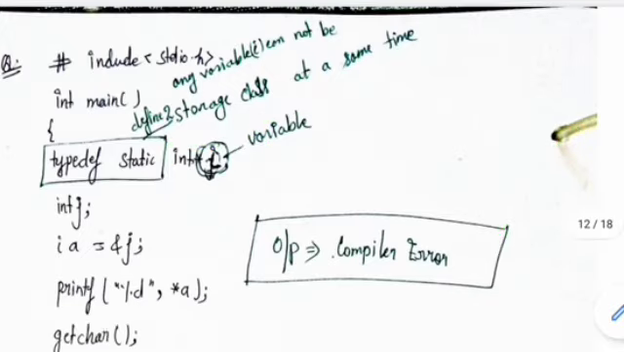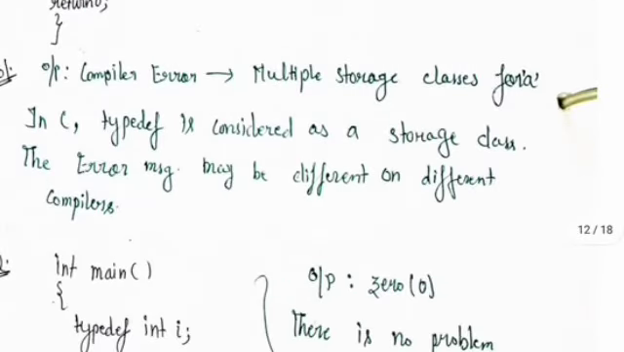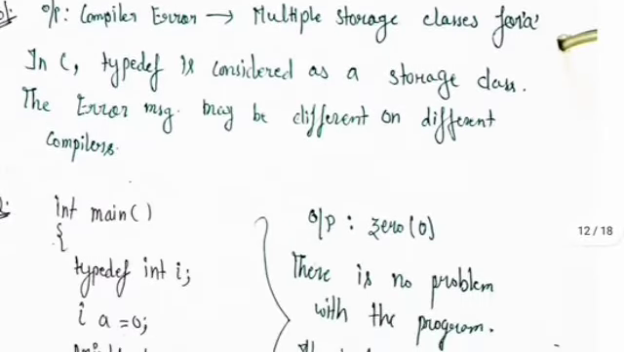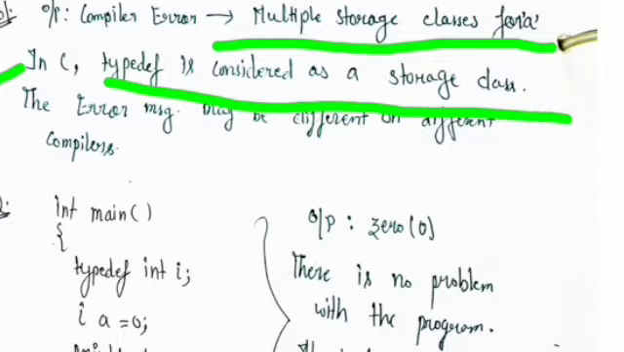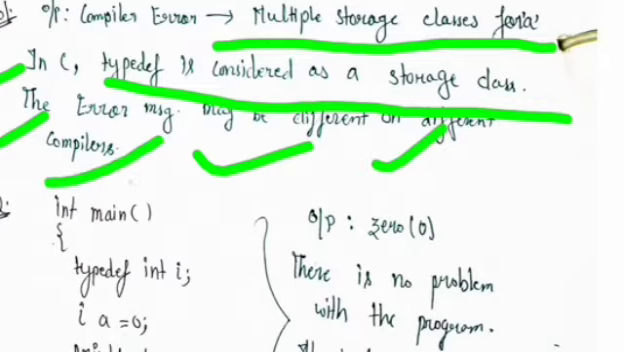Now another explanation of this program is that the output is a compile time error because multiple storage classes are specified for a in C. Typedef is considered a storage class. The error message may be different on different compilers.